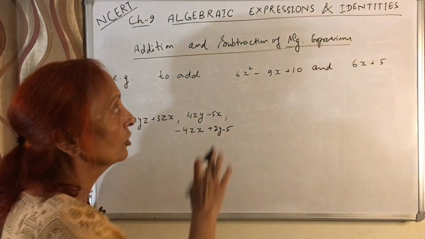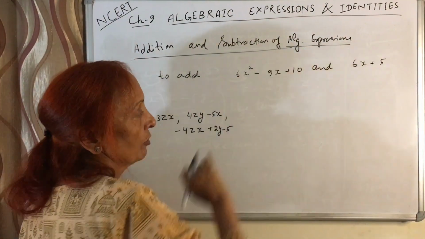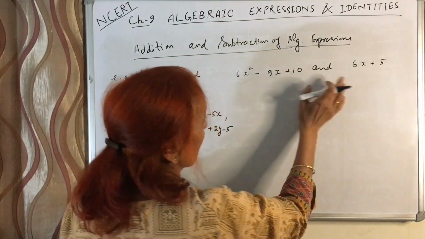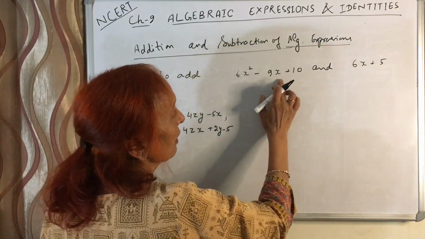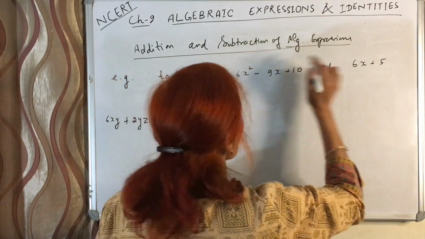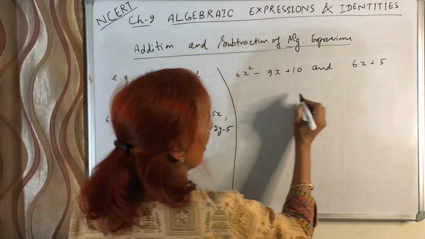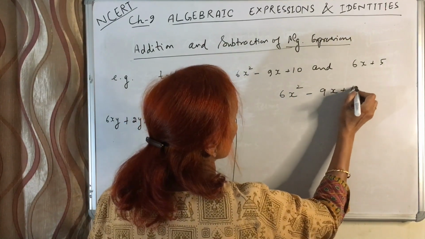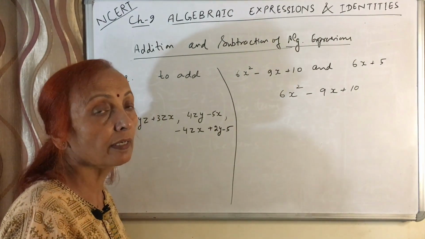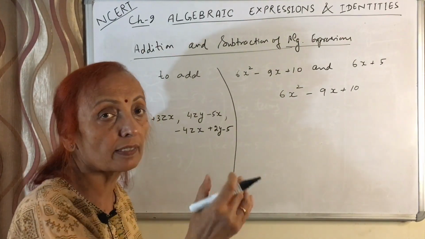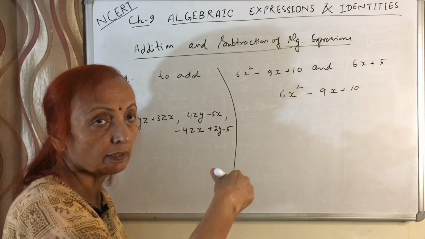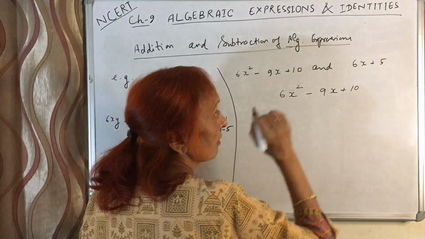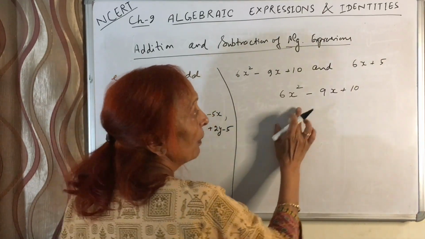Next is addition and subtraction of algebraic expressions. Suppose, for example, we are to add two expressions, one is 6x square minus 9x plus 10 and the other is 6x plus 5. So I will first write 6x square minus 9x plus 10. What we will do is write these expressions with like terms one below the other. The first expression I have written, next is 6x plus 5.